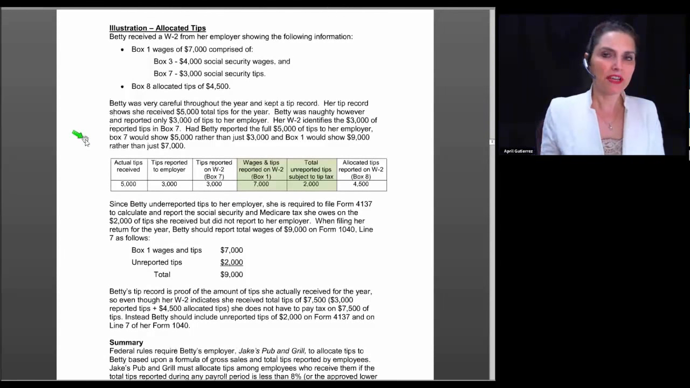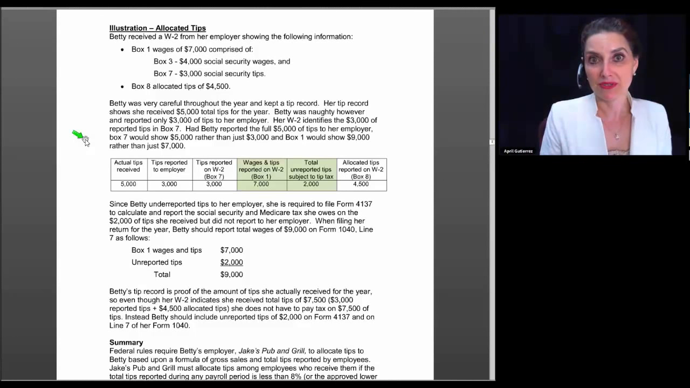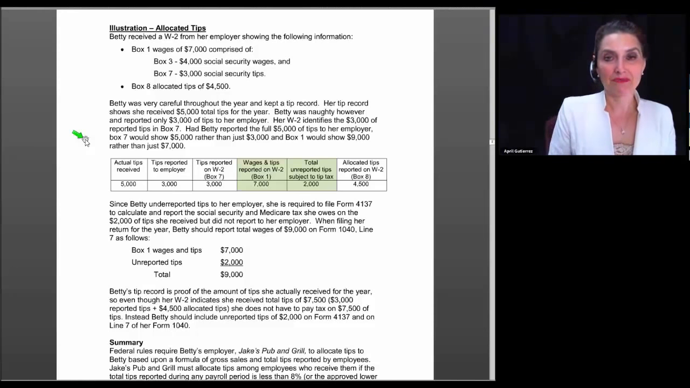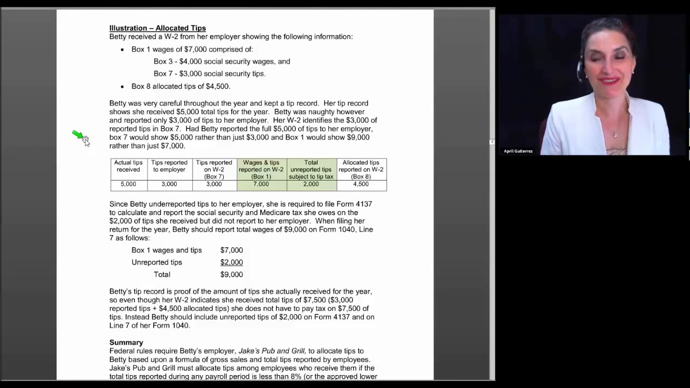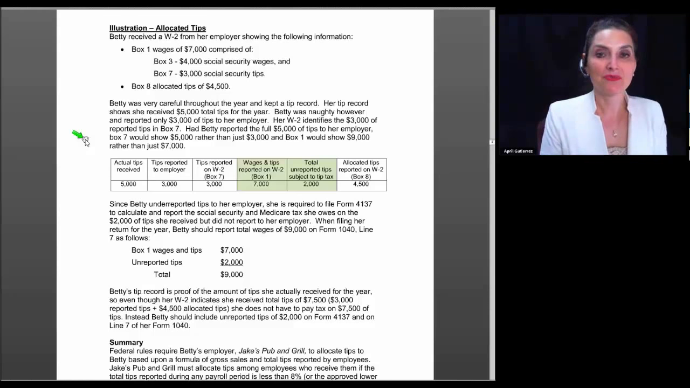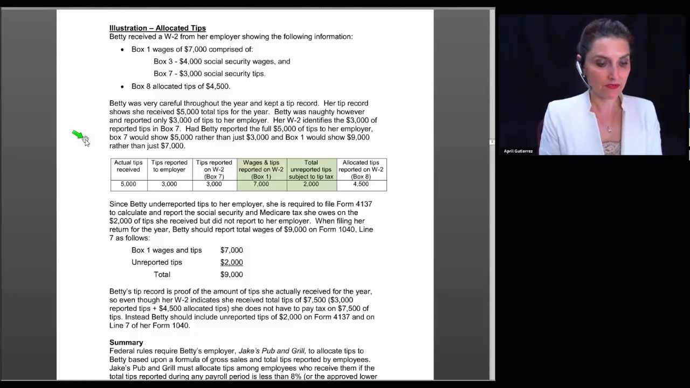Now, Betty was very careful throughout the year. She did keep a tip record, but she was trying to pull a fast one here. She underreported her tips on purpose. Her tip record shows that she actually received $5,000 of tips for the year, but she made a habit of only reporting the charge slip tips, which were no effort at all because her employer automatically knew about those, but she wasn't reporting her cash tips. And so she did record all of the tips she received during the year, but didn't report all of the tips she received for the year.